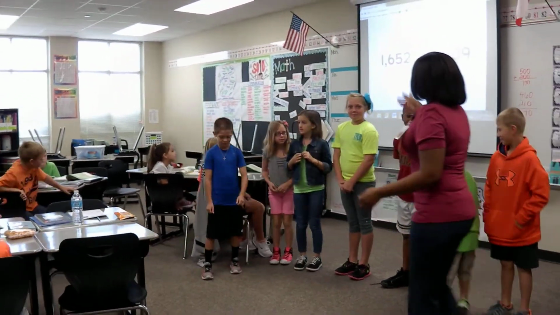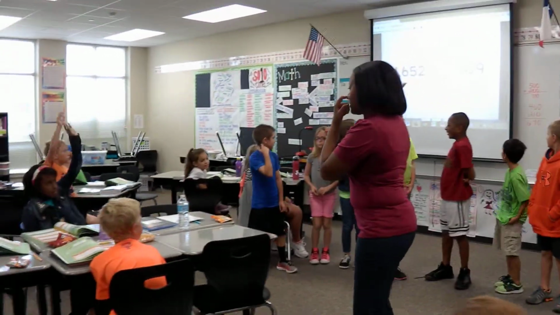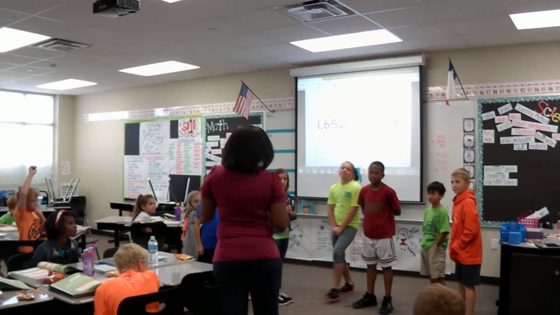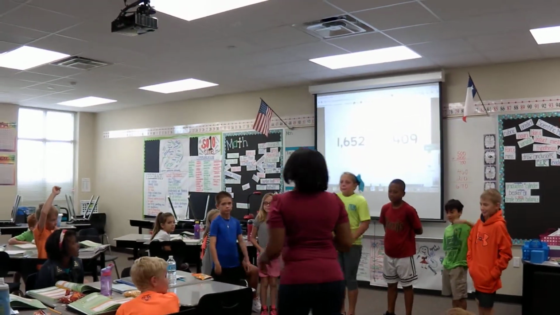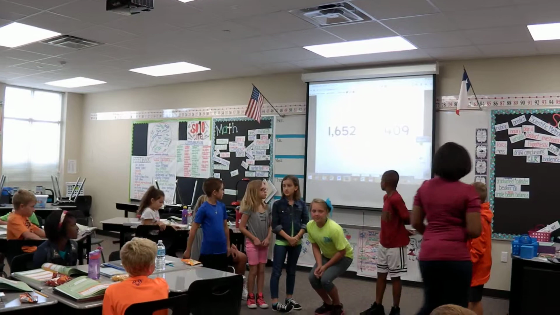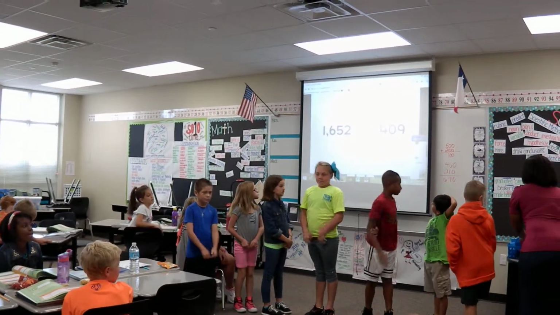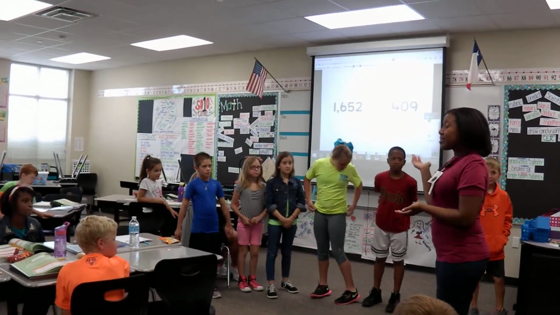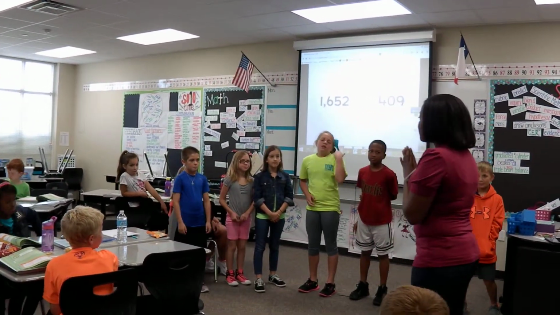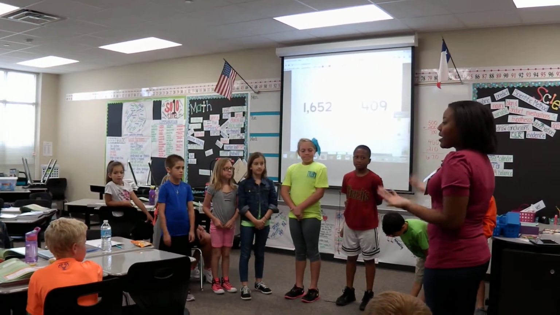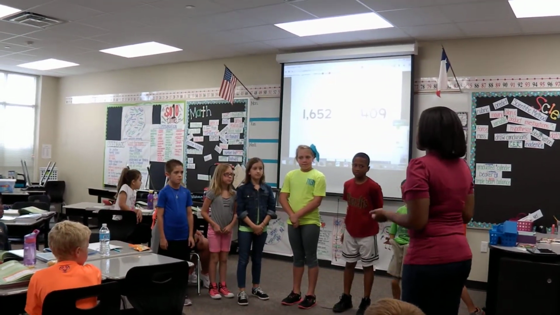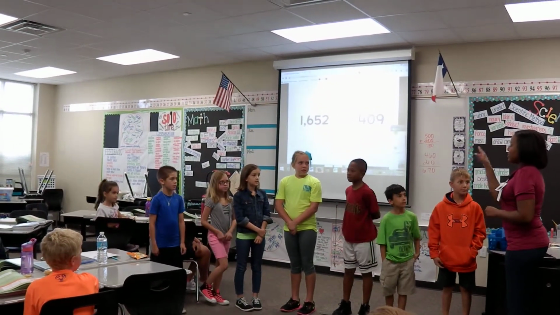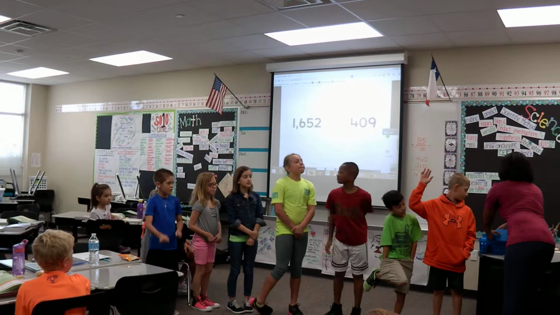First of all, what numbers do we have up on the screen here? Can someone just tell me really quickly? 1,652 and 409. Okay, so we have 1,652 and then we have 409. We are going to take a look at adding these together, but before we do that, we are going to look at how these numbers are actually represented. So I'm going to have each of you represent a digit from each one of these numbers. We're going to start here at the left.